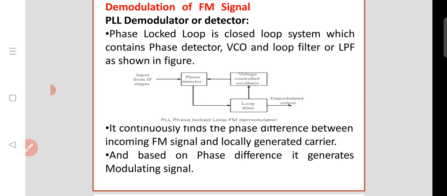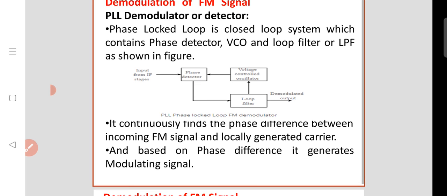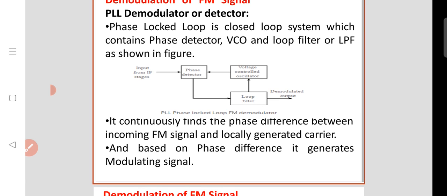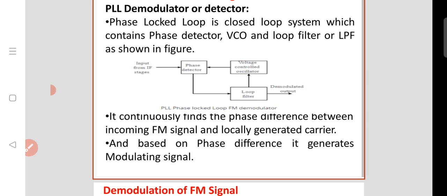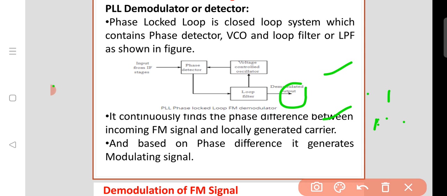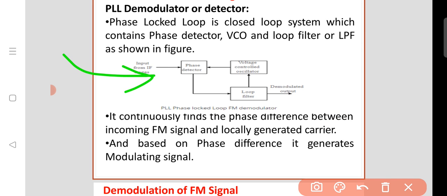Okay, phase locked loop creates a closed loop system which basically contains a phase detector, a VCO, meaning the voltage controlled oscillator, and the loop filter. The loop filter is also called a low pass filter. Here the FM signal is applied, our actual input FM signal is applied here.